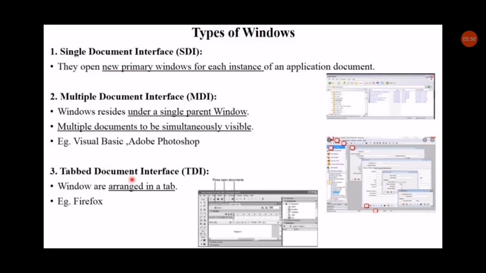The next one is tab document interface, where windows are arranged in tabs. See here, this is one application where different tabs are open, like 1, 2, 3. These tabs are open in a single window. This is also called a tab document interface. Another example of a tab document interface is Firefox or any browser. We open different links at the same time in the same browser, right? So this is called a tab document interface. So these are the types of windows. Clear? Next.